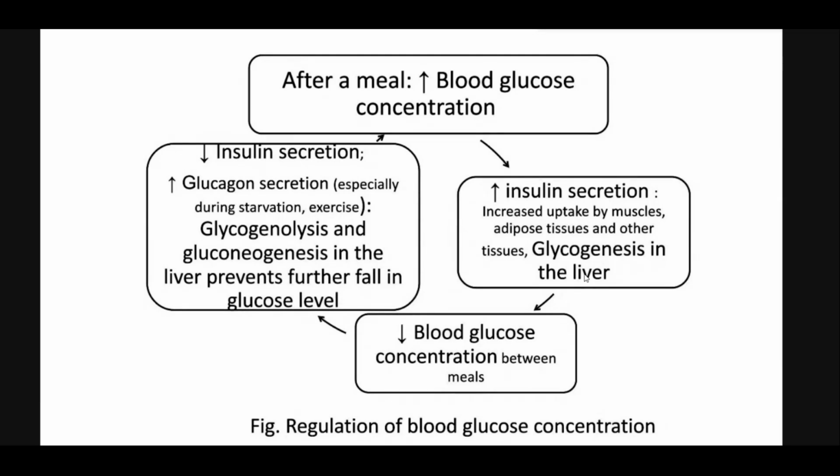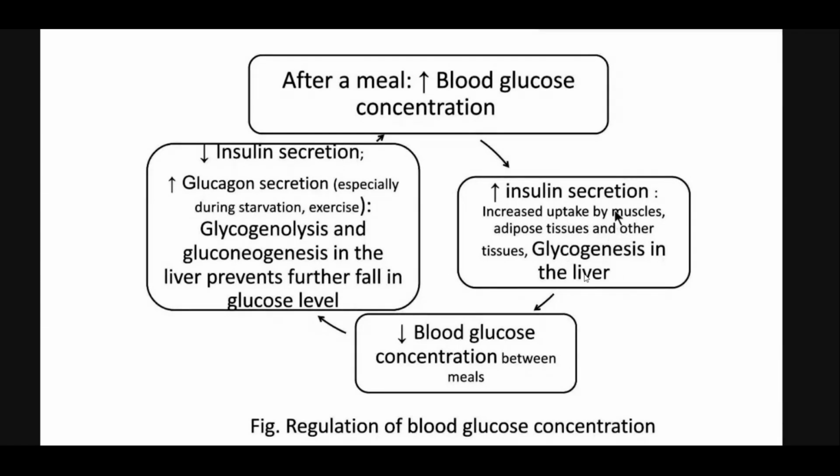And equally important, it is a very potent effect. It means it can have a profound effect on blood glucose level. Therefore, insulin secretion is the most important hormonal regulatory mechanism. And what is its effect? Increased uptake by muscles, adipose tissues, and other tissues. Almost all tissues in the body will increase glucose uptake under the influence of insulin. Here, brain is the exception. Its glucose utilization is not dependent on insulin. For the rest of the tissues, it will increase glucose uptake and utilization.